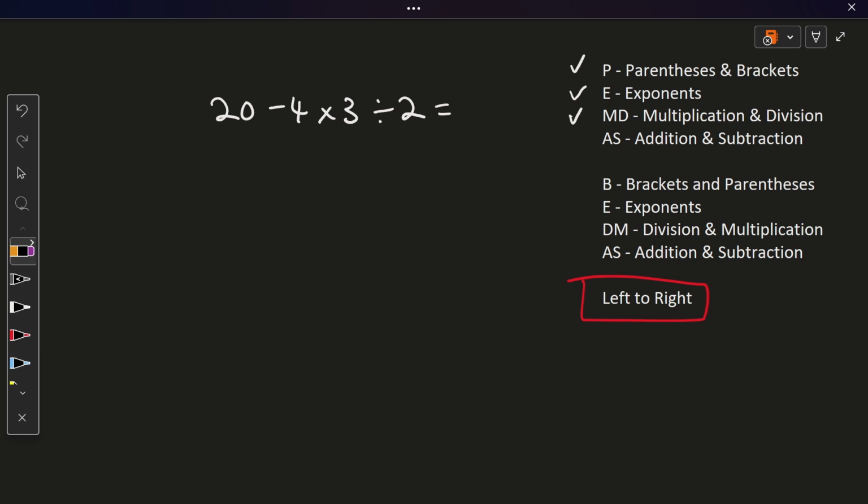So let's go ahead and carry out 4 times 3. And so 4 times 3 is going to be equal to 12 divided by 2. Do we have any multiplication or division operators left? Well, yes, we do. And so when we divide 12 by 2, we get 6. And the final operation that we have to carry out for this equation is 20 minus 6, and that's going to give us our final answer, 14.